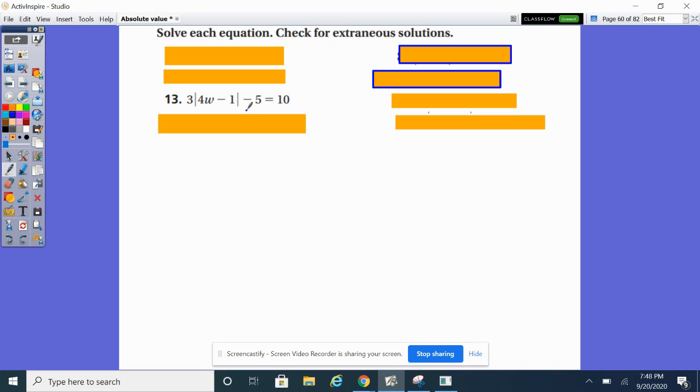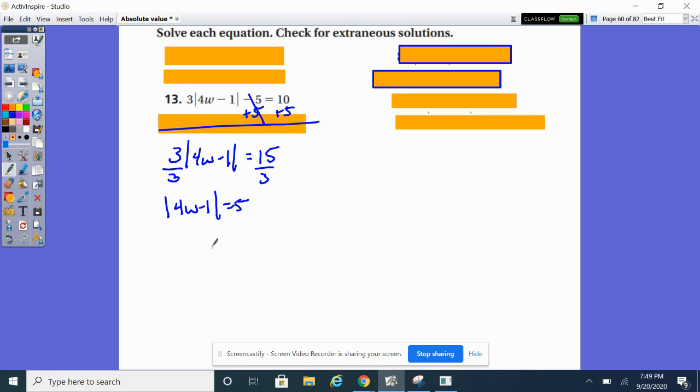What we're going to do here is +5 to both sides. See what's left. 3 absolute value, 4w minus 1. The 5's cancel, and 10 plus 5 is 15. Two things next to each other is multiply. The opposite is division. So divide both sides by 3. That leaves us the absolute value of 4w minus 1 is equal to 5. All right, now the bars are by themselves. Nothing in front, nothing afterwards.